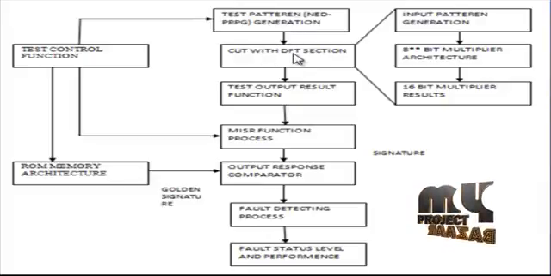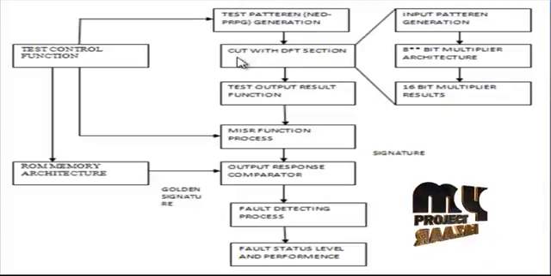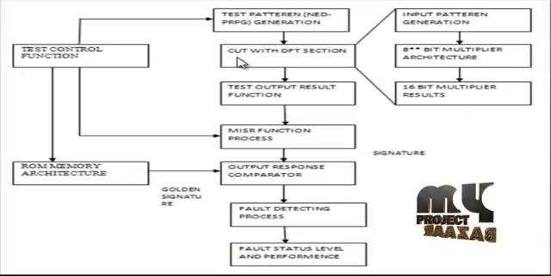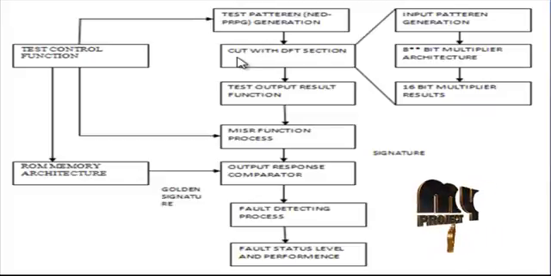Then go to the CUT with DFT section. The CUT means circuit under test. DFT means design for testability. This section produces the circuit to be tested. This tested circuit is presented in the CUT architecture. Our process is exemplified by an 8x8 bit multiplier architecture. This 8x8 bit multiplier generates the input test patterns automatically. So we adapt automatic test pattern generation for the 8x8 bit multiplier. This multiplier produces the 16-bit output results.